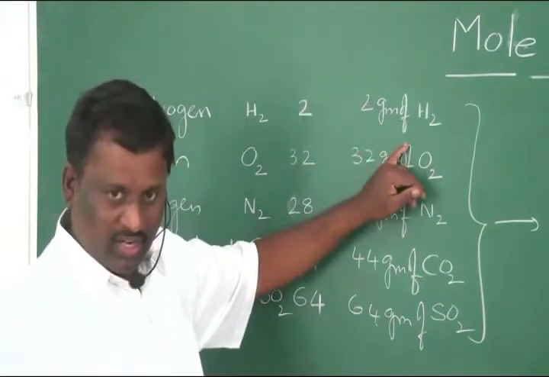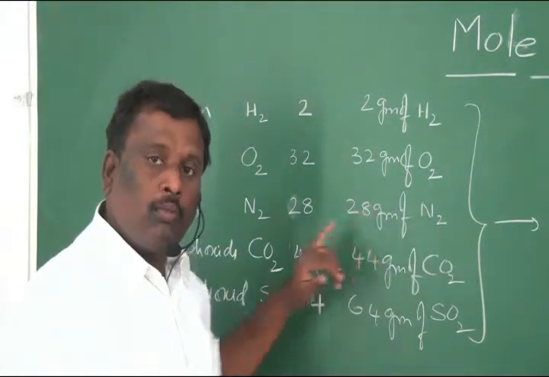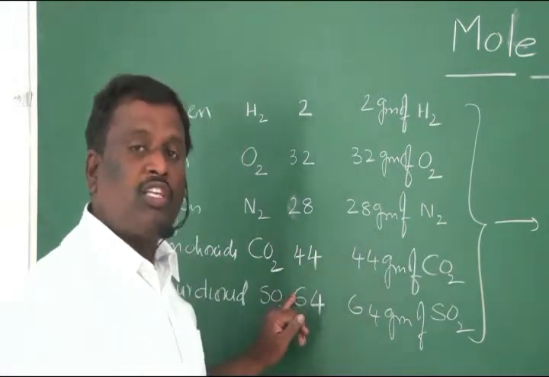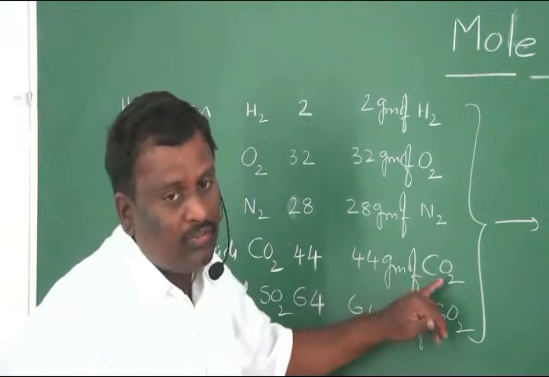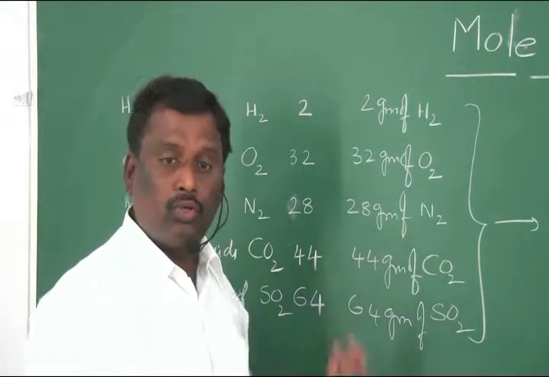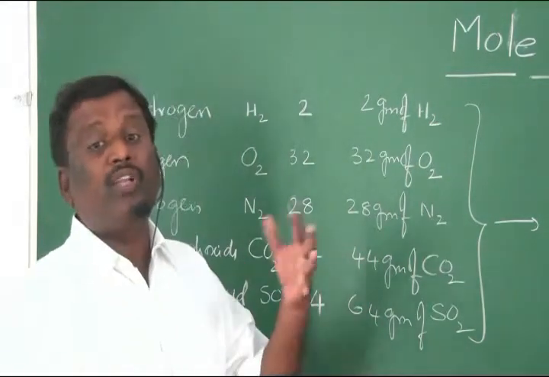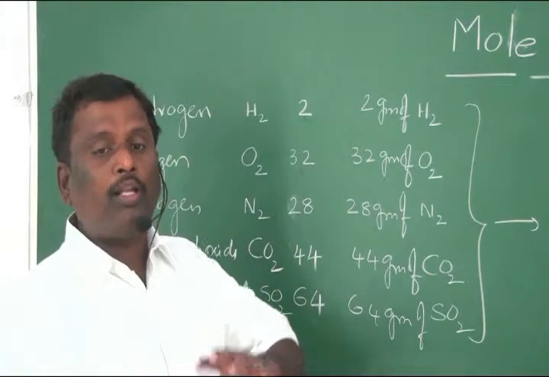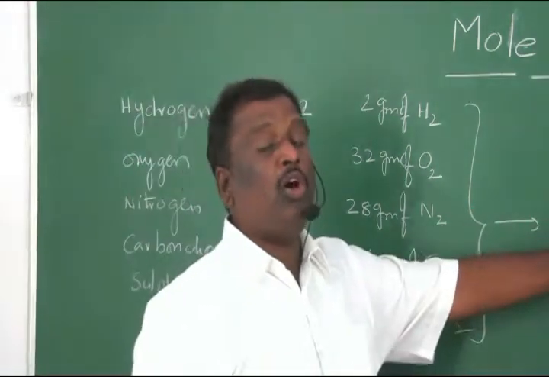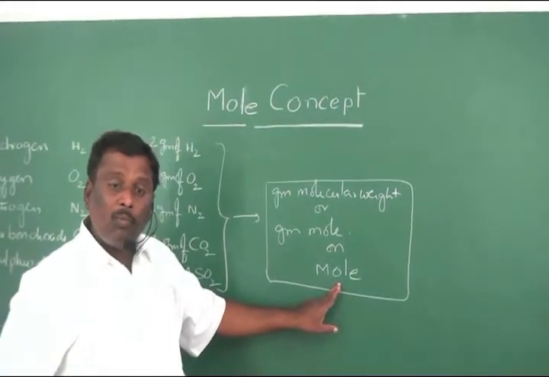Now, if you take any substance in grams equal to its molecular weight, that is, hydrogen molecular weight is 2, so 2 grams of hydrogen. Oxygen molecular weight is 32, so 32 grams of oxygen. Molecular weight of nitrogen is 28, so 28 grams of nitrogen. Molecular weight of CO2 is 44, so 44 grams of CO2. Molecular weight of SO2 is 64, so 64 grams of SO2. Not only these gases, any substance, if you take in grams equal to its molecular weight, that amount is said to be gram molecular weight, gram mole, or simply mole.